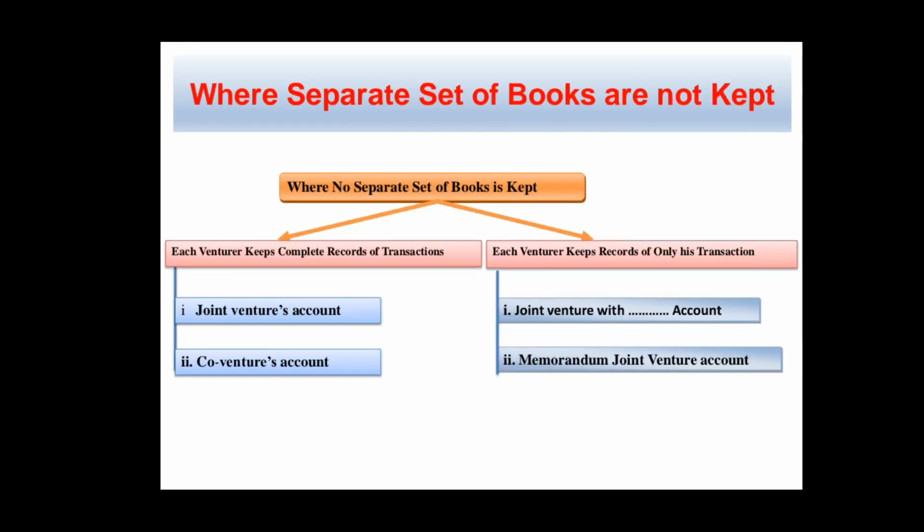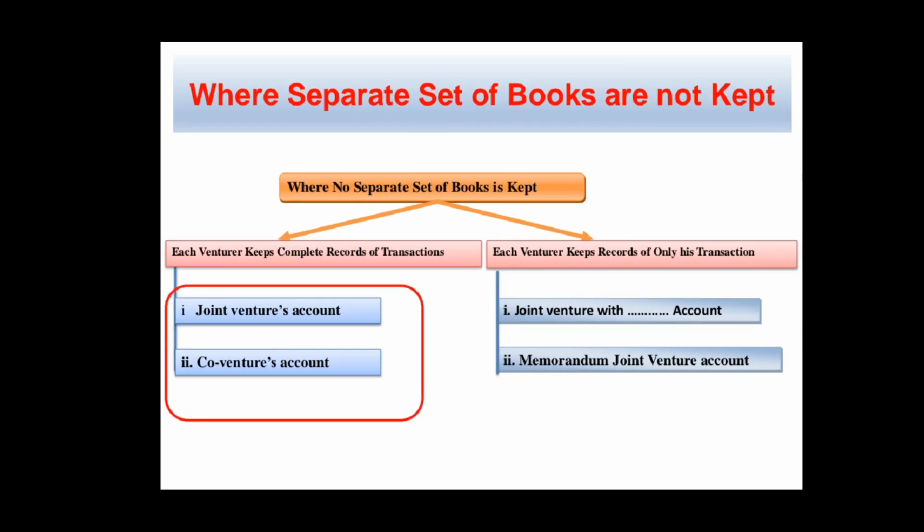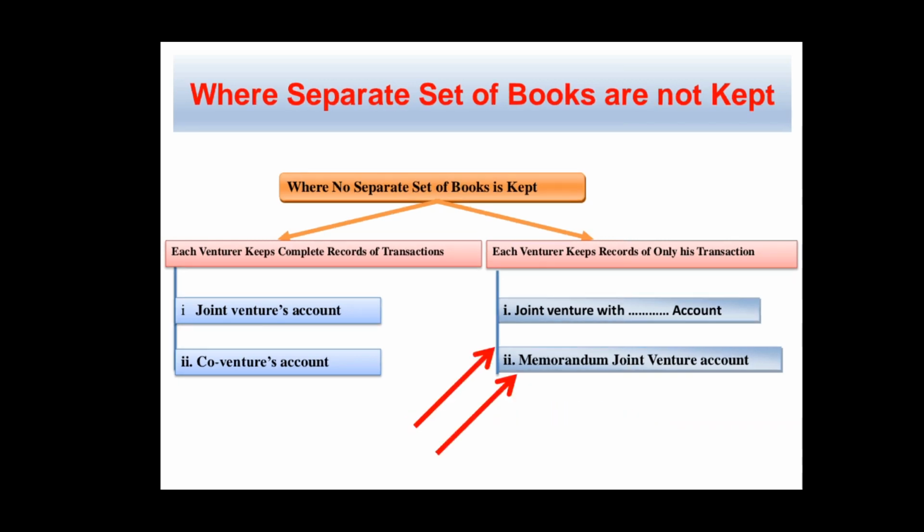Presently, what we treated here is when each venturer keeps complete record of his account. Just like I said, joint ventures account will be prepared, co-ventures account will be prepared. But a situation whereby each of the venturers keeps record of only his own account, that is what we call the memorandum method. That is, a joint ventures account only will be prepared, while a memorandum account will be prepared to determine the profit from the ventures. And that is the one I will be treating in my next video.